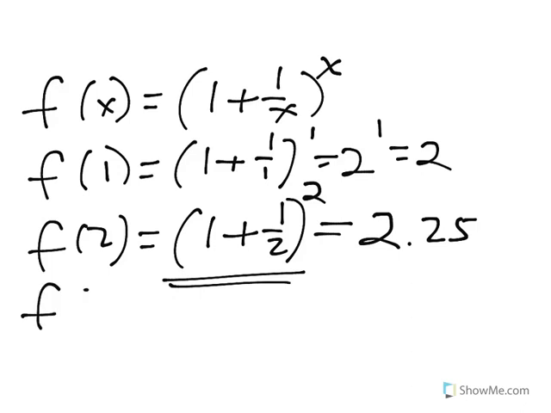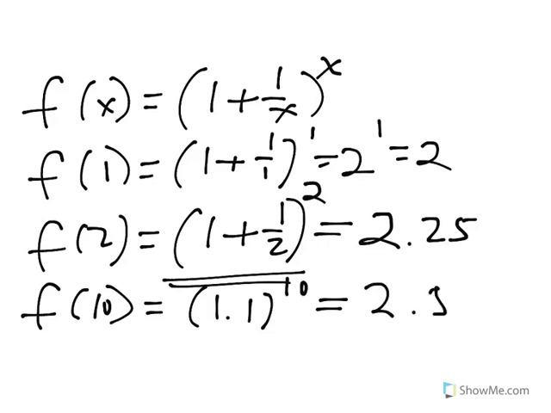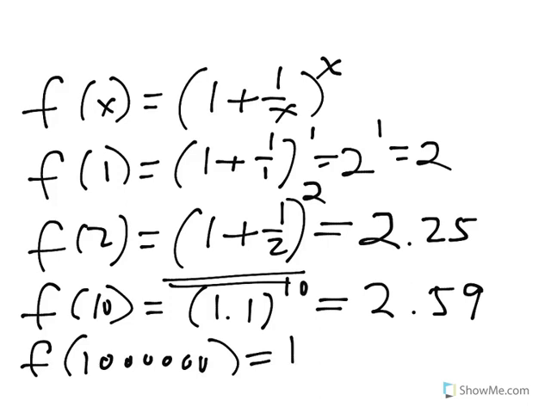If you were to put 10 in, you'd end up with 1.1 to the 10th power, which would be even bigger. It's a little bigger than 2.59. And if you were to put in, even though you can't really put in infinity, but let's put in a million, you get (1 plus 1 over a million) to the millionth power.